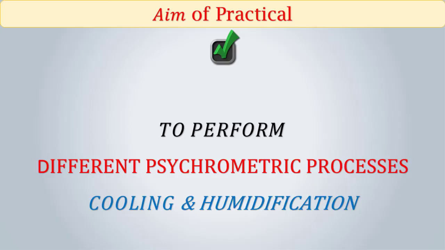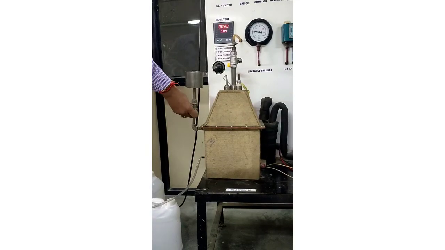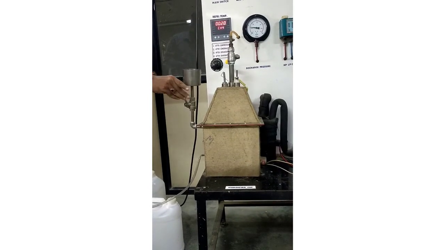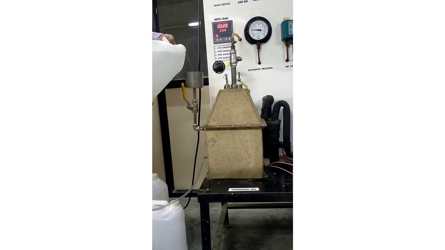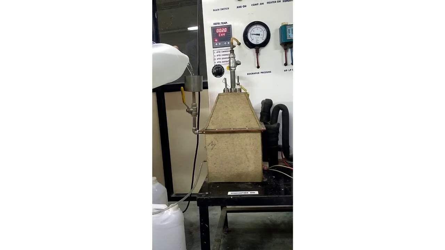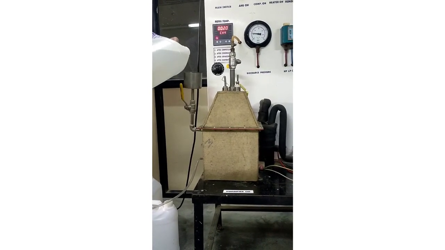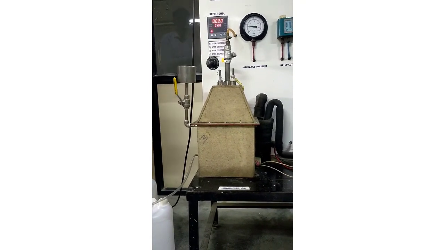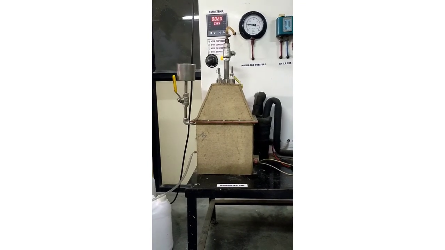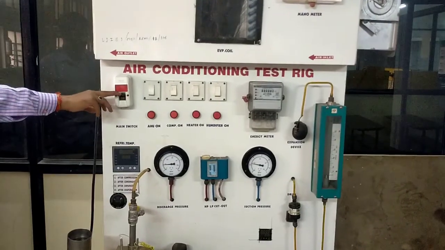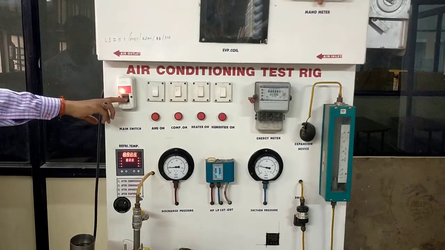Aim of this practical is to perform different psychrometric processes, cooling and humidification. So for humidification, we have to add water in this humidifier. After adding water in the humidifier, we have to start the apparatus. We have to switch on the AHU unit, air handling unit.